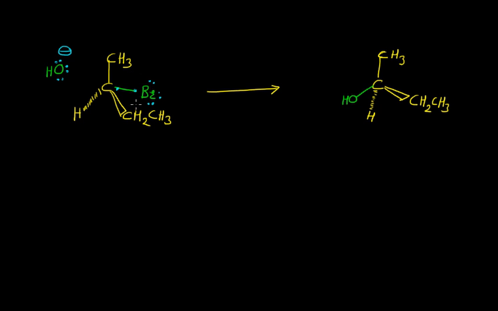In SN2 reaction, the alkyl halide gets converted into alcohol. In this SN2 reaction, we need to have a strong nucleophile such as OH minus ion, and this OH minus ion will attack on this chiral carbon atom. In this structure, we have this carbon as a chiral carbon atom because all four groups are different.